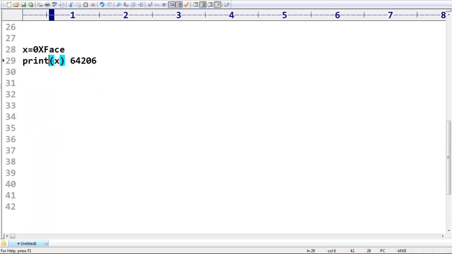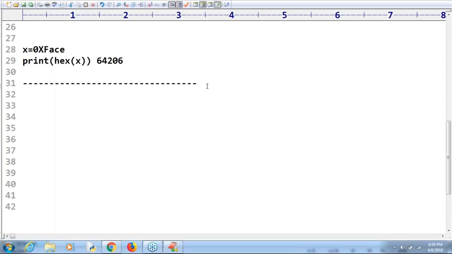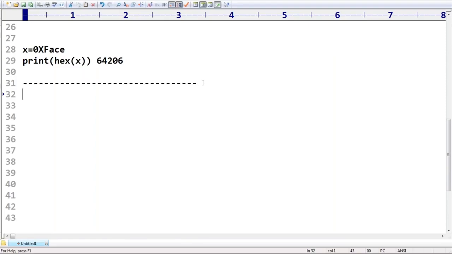Very simple, sir. If you print the hex of x, by default you are always going to get the output in hexadecimal form only. So if you want to convert from any type to any type, from one base to another base, then the type conversion functions are available. What is this one, sir? Base conversion functions are available.